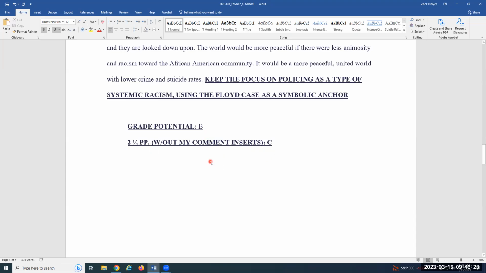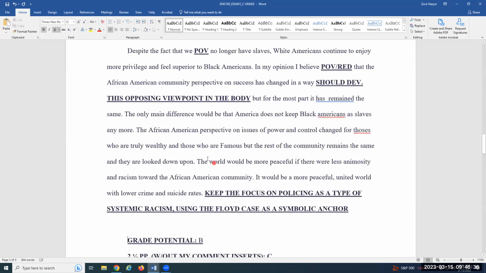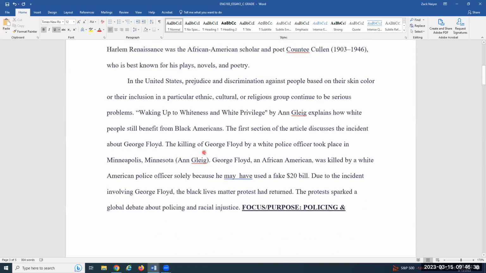So actually you drop it 3 places, because you drop it 1 place for every quarter of a page that it's off. So that would mean B minus, C plus, C. So it drops down to a C. So let's take a look at what's going on here.